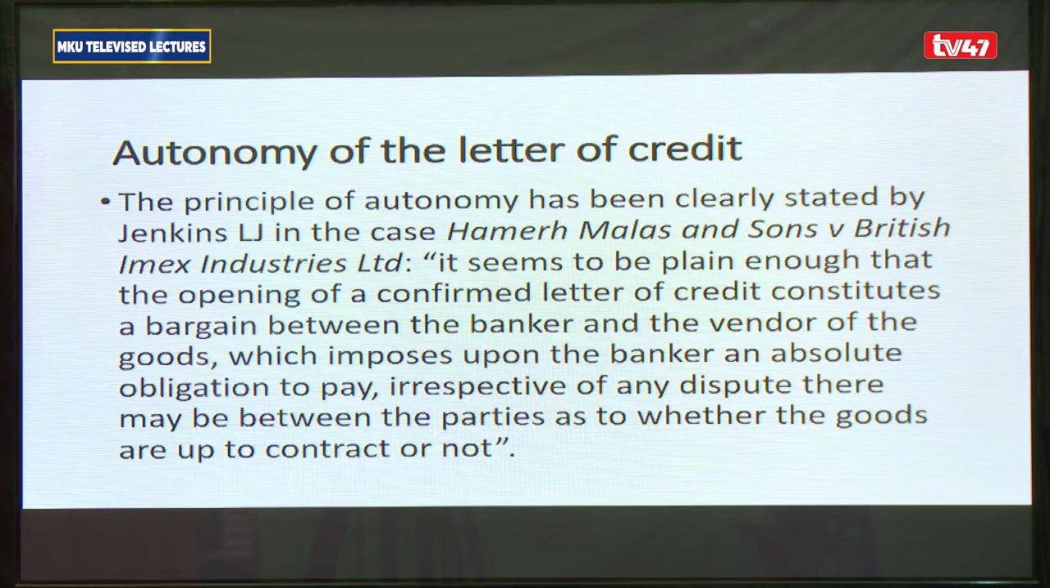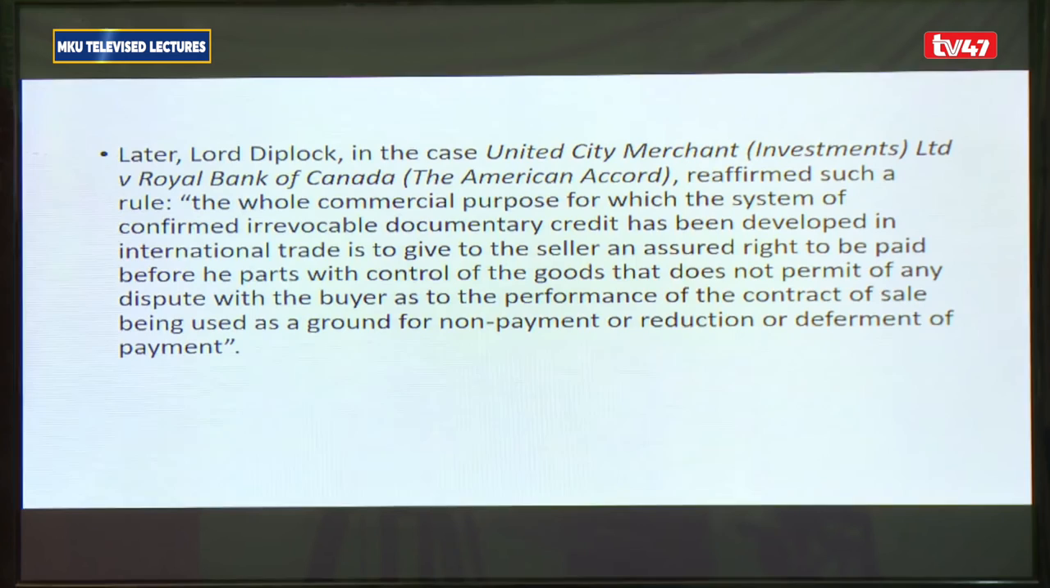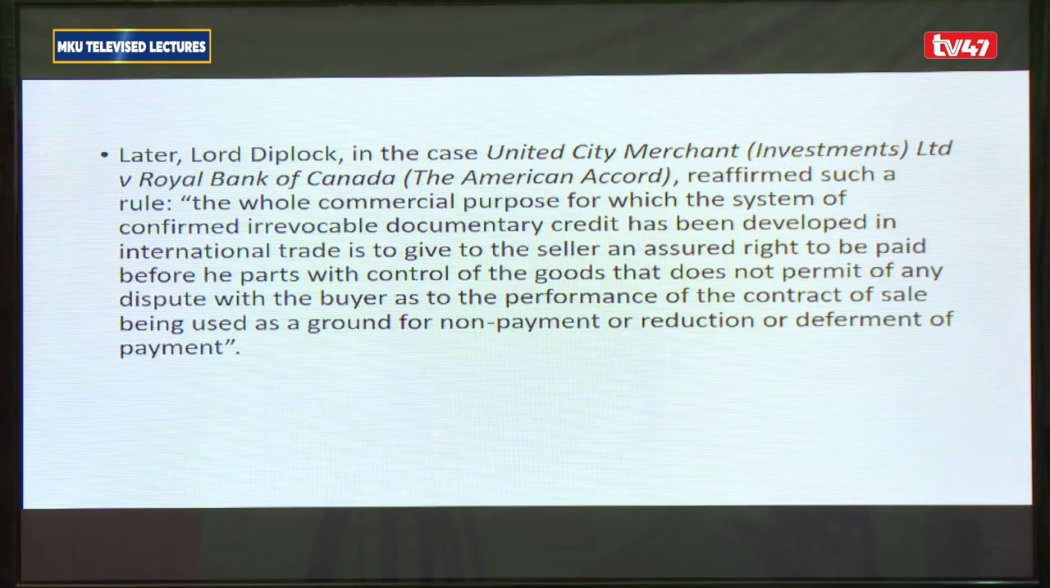Okay? That this letter of credit is autonomous in the sense that it obligates the banker, who has been instructed by the buyer, to pay for those goods. So not unless we are saying it is a different kind of letter of credit. Maybe if it's revocable is where we can change it. If it's an irrevocable letter of credit, the bank has to pay because it is obligated under the principle of autonomy. Okay?